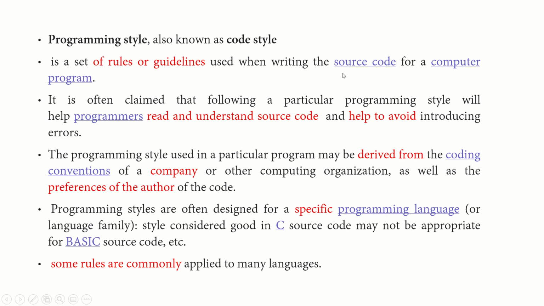Source code is a new term which means your program, in whatever language you are writing the program, that is called the source code. And the main aim of the programming style, or why we are using the programming style or code style, is that it helps programmers to read and understand the source code or a program and to avoid errors. So these are the two main advantages or aims of the code style.